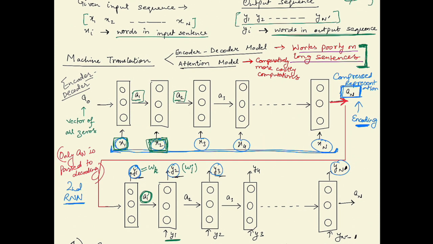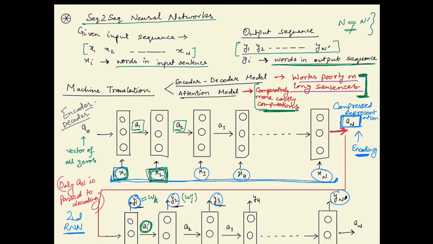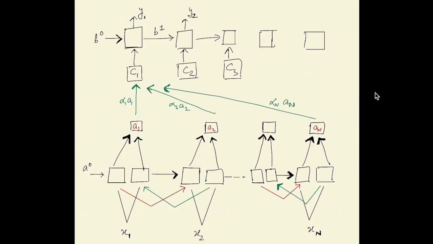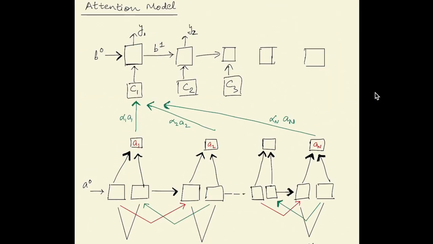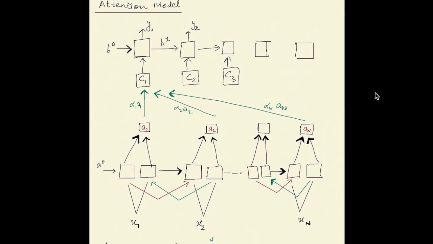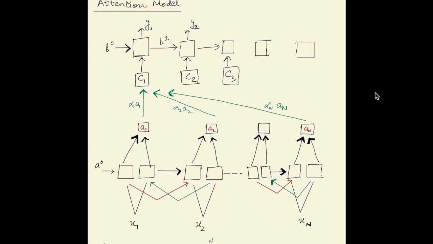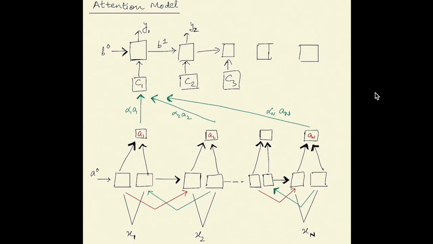To tackle that, we have another architecture known as the attention model, and let's see into the details of the attention model now. Let's say we have to produce the output sequence y1 to yn dash, and we are given the input sequence x1, x2, xn.